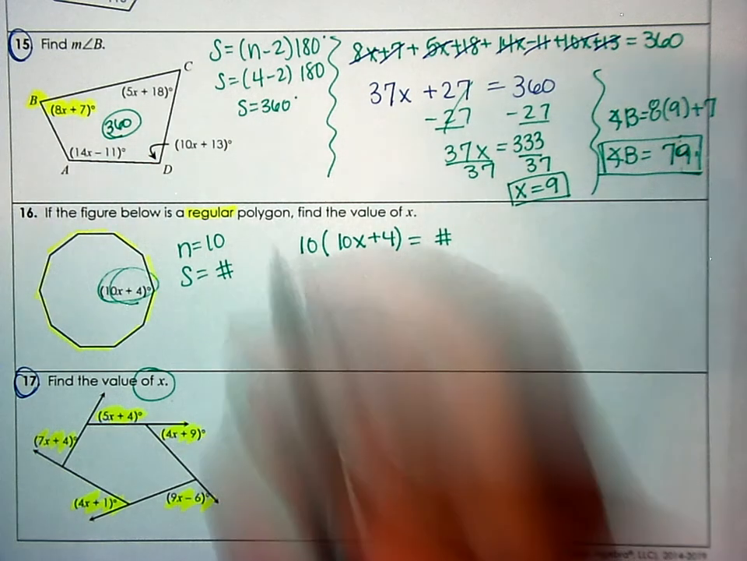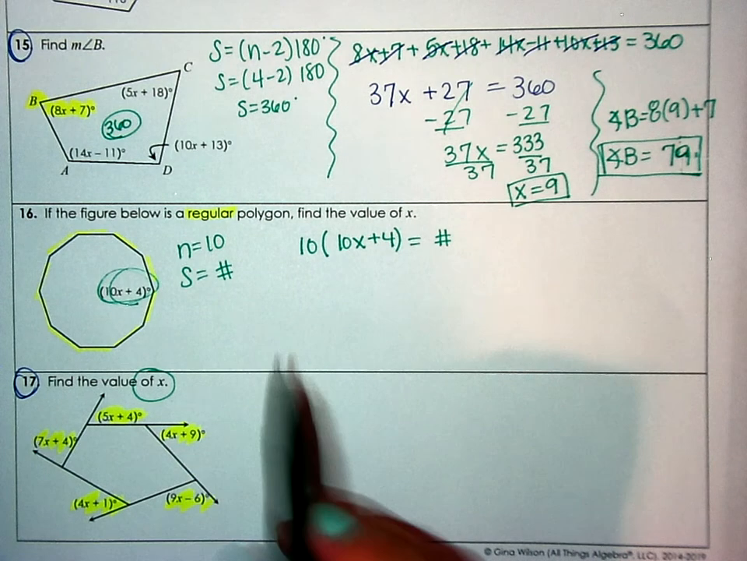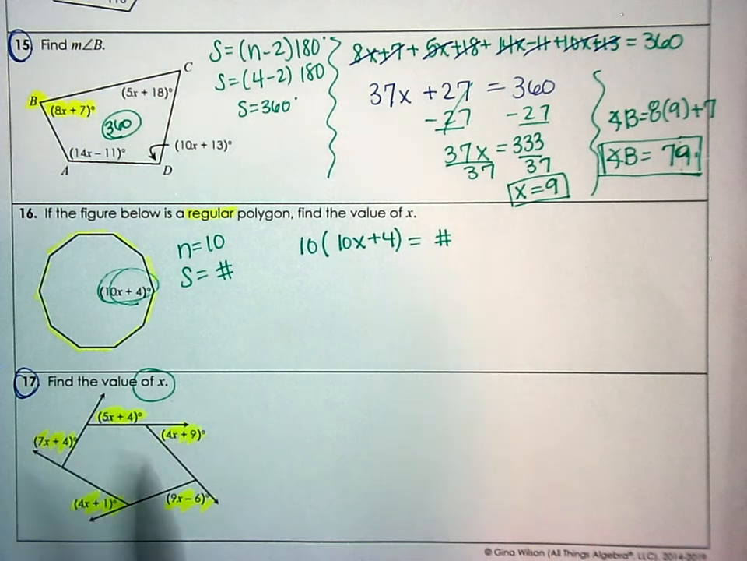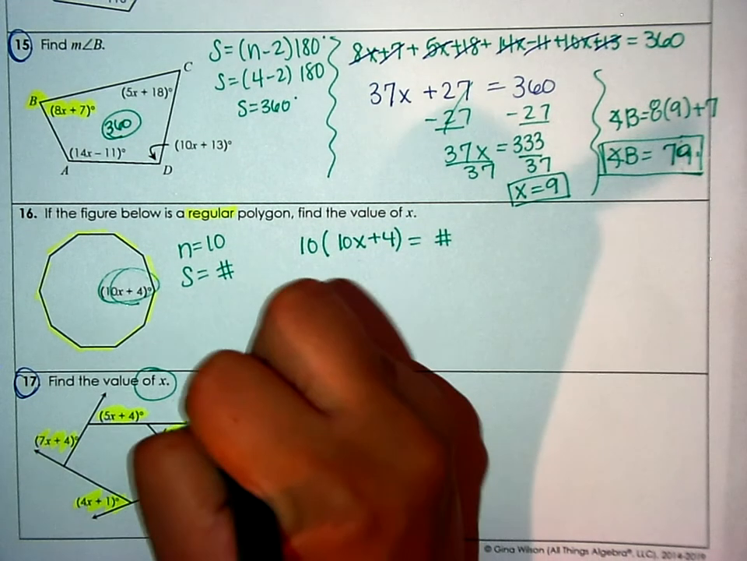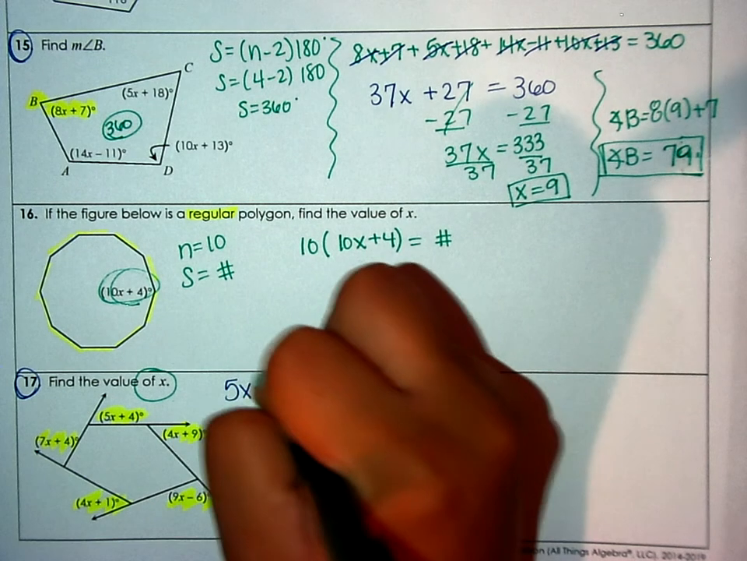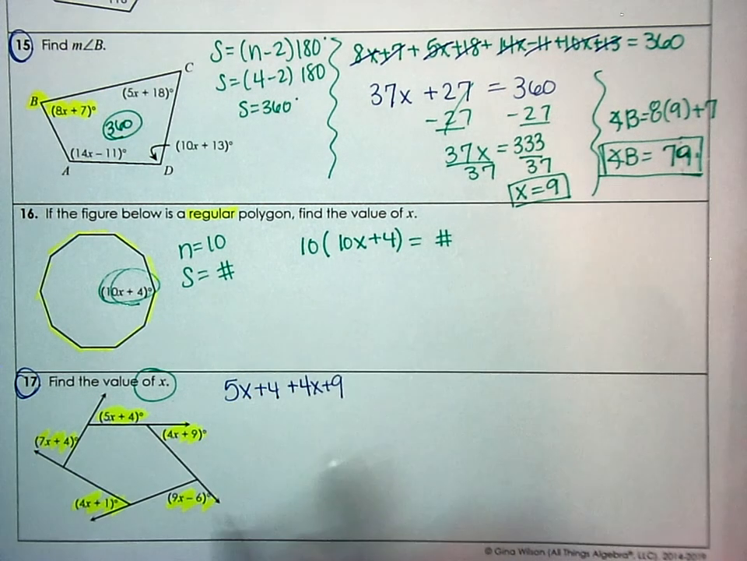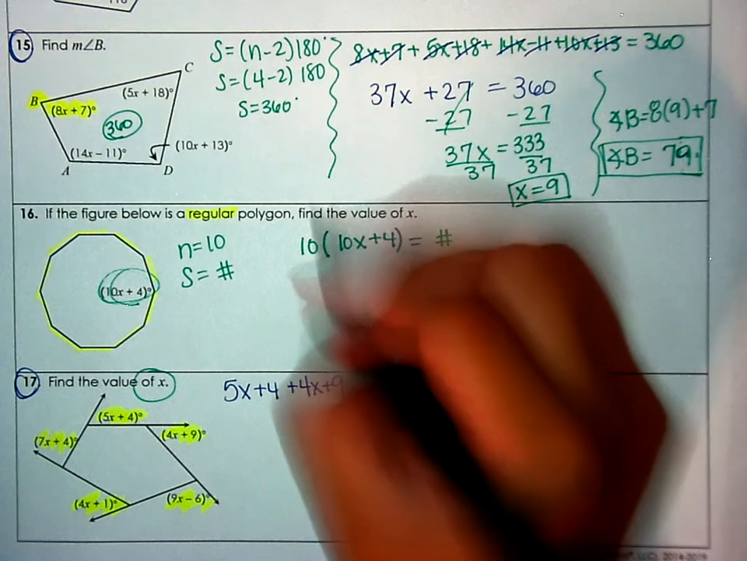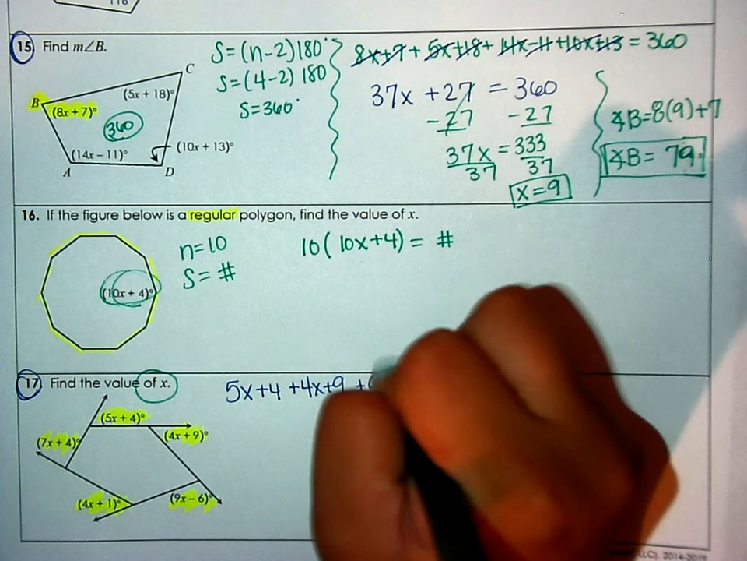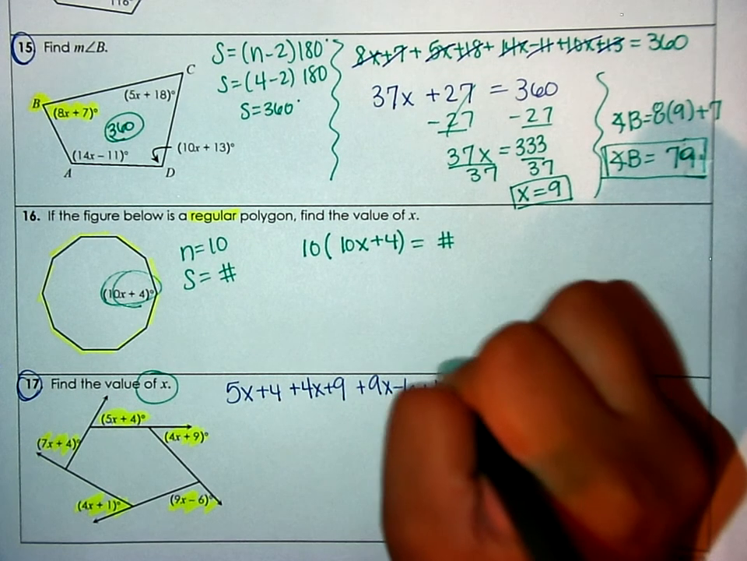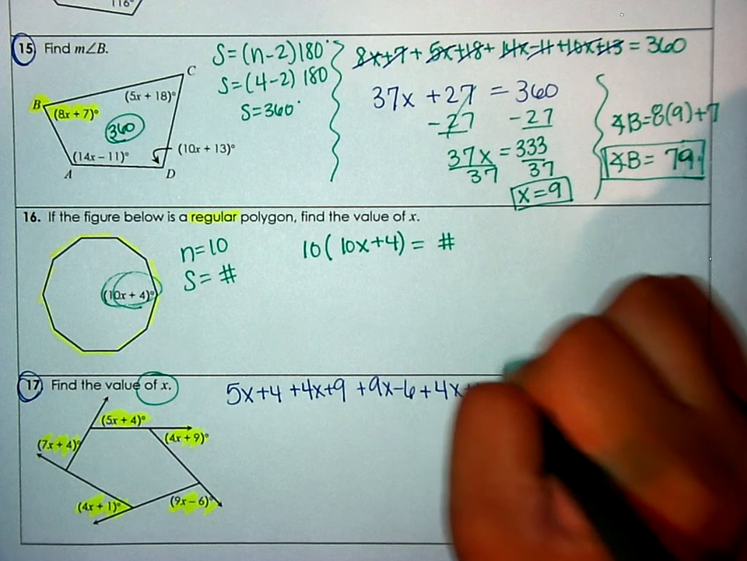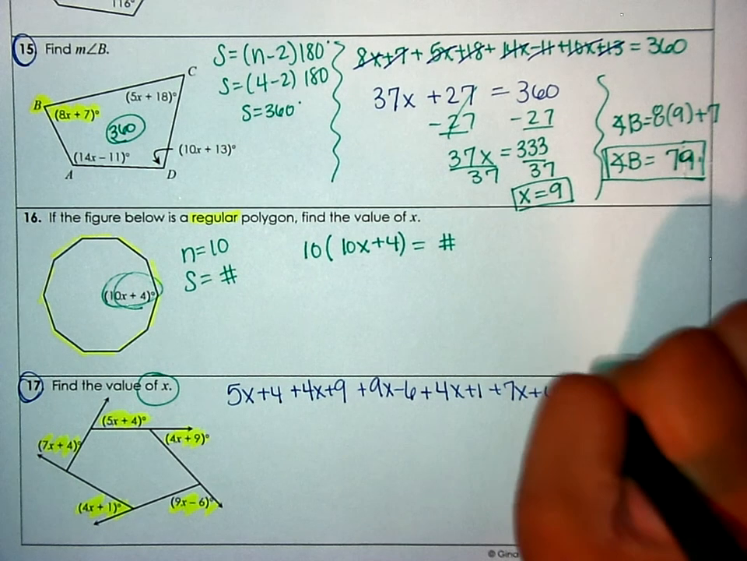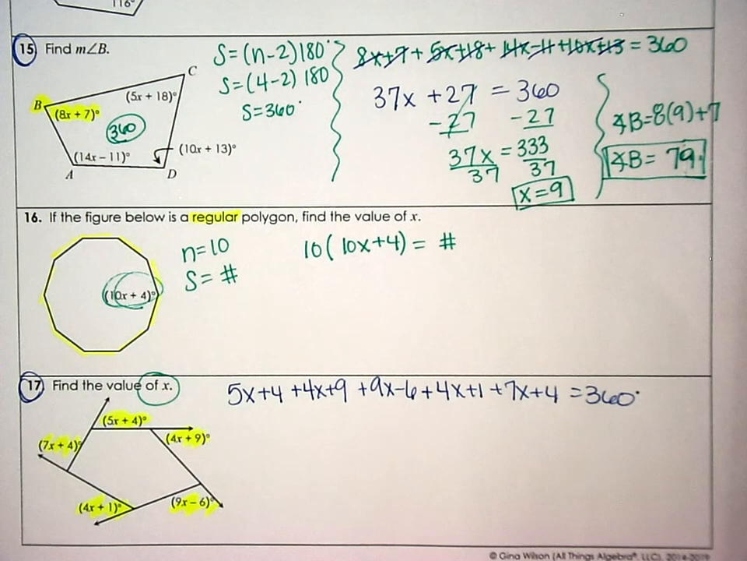Okay, so I have to grab all of these. I can't do something like this because they're not the same. Okay, so 5x plus 4 plus 4x plus 9. And I suggest just start with 1, and then go clockwise and grab all of them so I don't accidentally skip one. Plus 9x minus 6 plus 4x plus 1 plus 7x plus 4. And they always equal 360, because exterior angles are always going to equal 360.